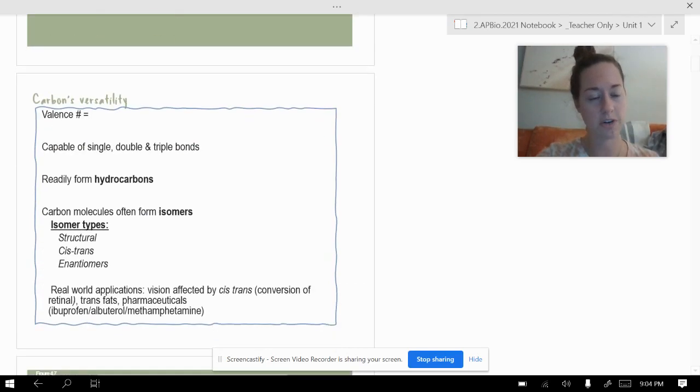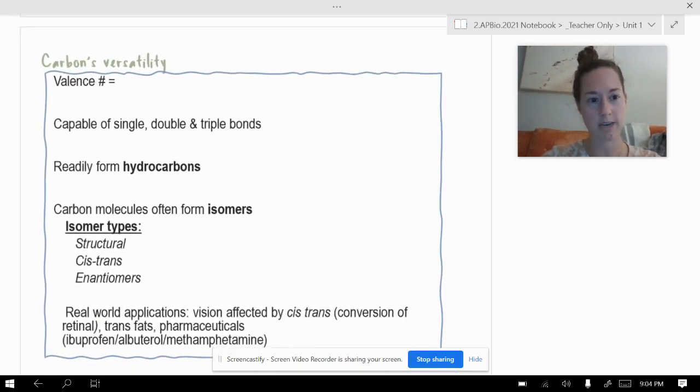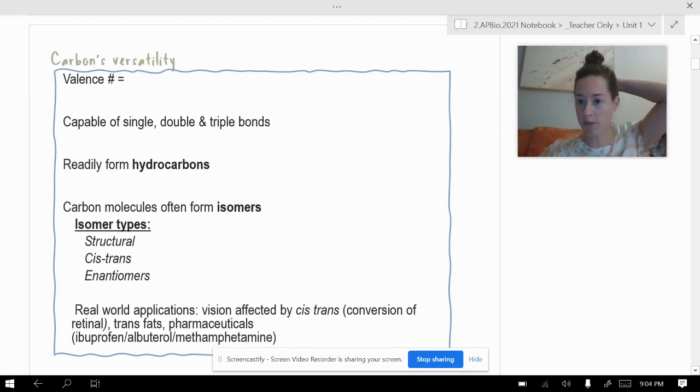All right, so first thing we need to talk about is carbon and why it matters. All the biomolecules that we're going to be talking about are carbon-based molecules. The reason why is that carbon's super versatile. It has a valence of 4, which means that it has 4 electrons in its outer shell.